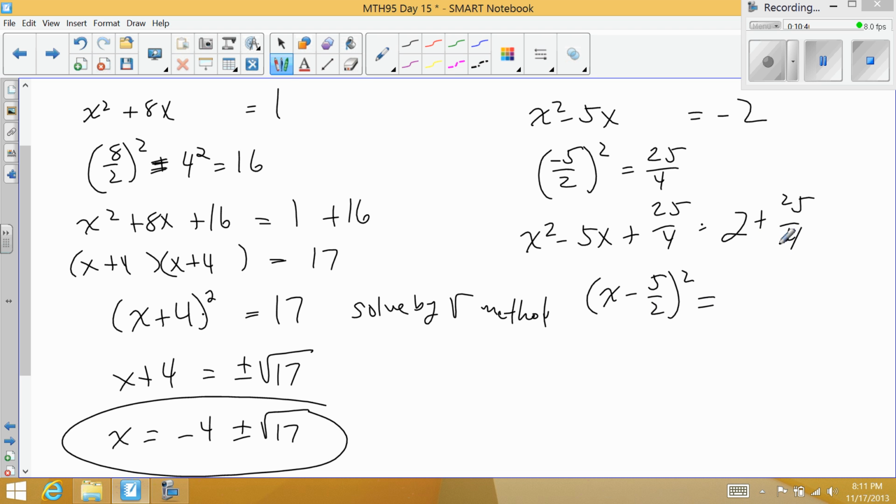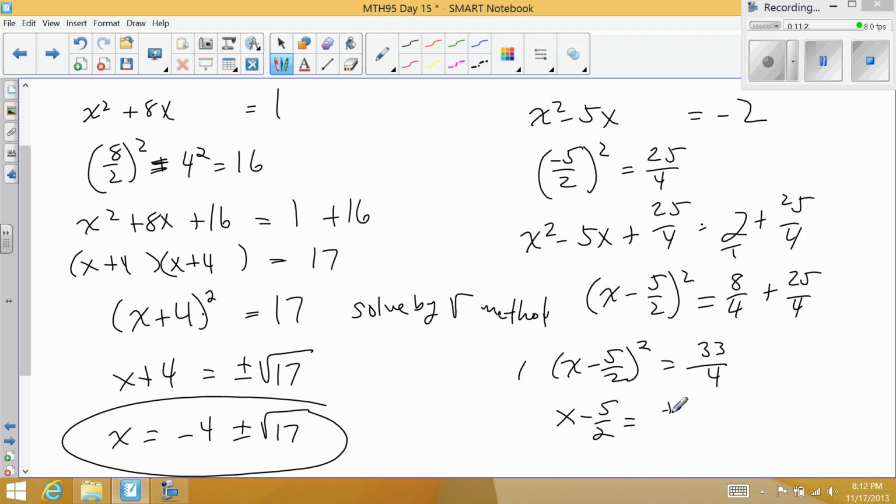Over on the right-hand side, since we do have fractions, we're going to have to get a common denominator. So I can multiply this one top and bottom by 4, turning that into 8 fourths. It's the same thing as 2 plus 25 fourths. Then I have x subtract 5 halves squared equals 8 plus 25, which is 33 over 4. And now I'm in completed square form, and I can solve by the square root method. So square rooting both sides, I get x subtract 5 halves equals plus or minus the square root of 33 over 4.